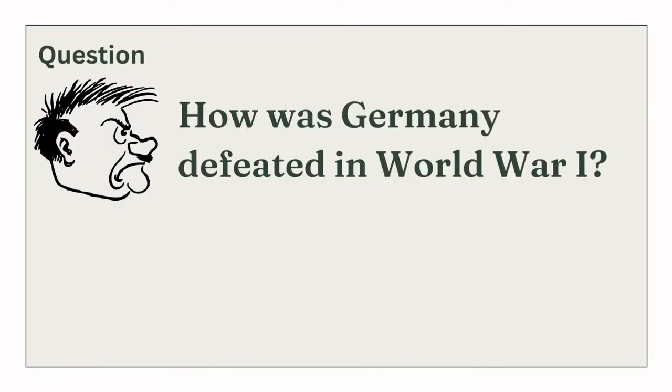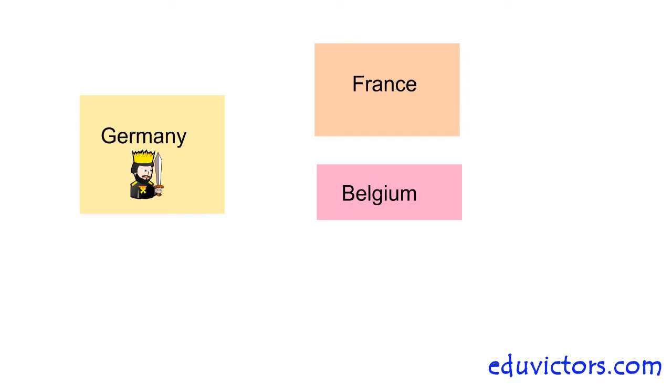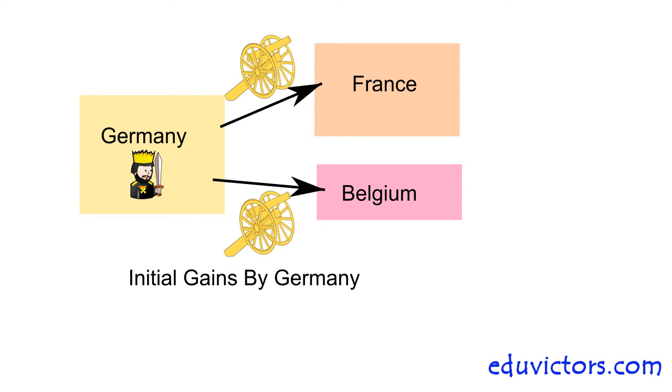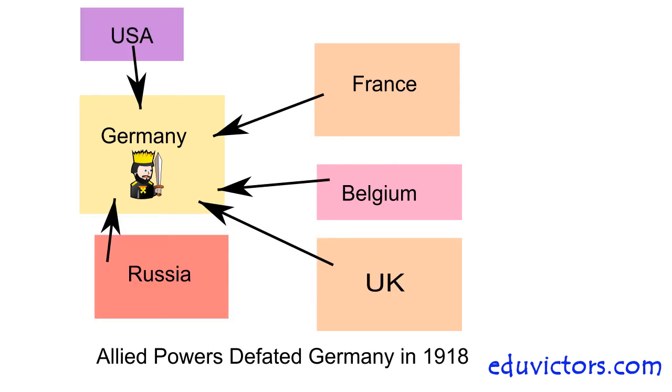How was Germany defeated in World War I? Germany made initial gains by occupying regions of France and Belgium. However, the Allied powers, that is England, France and Russia, later strengthened by US entry in 1917, won and defeated Germany in November 1918.